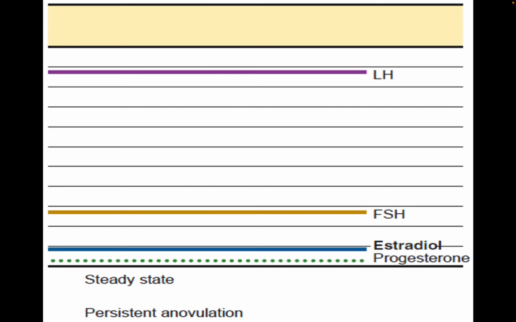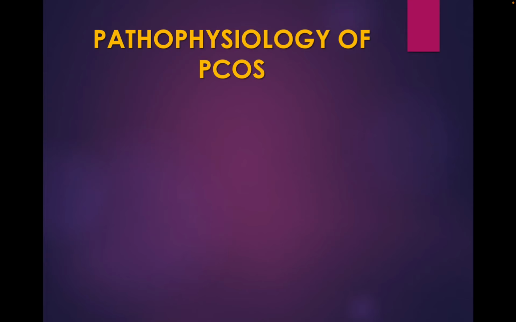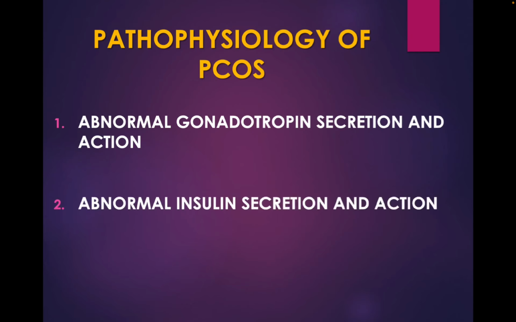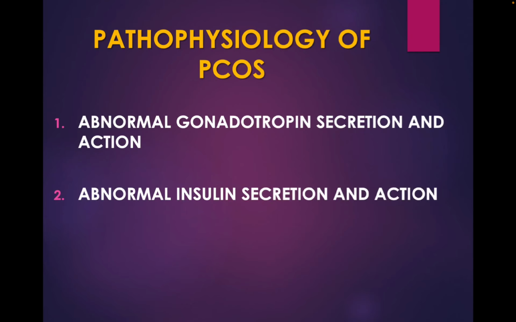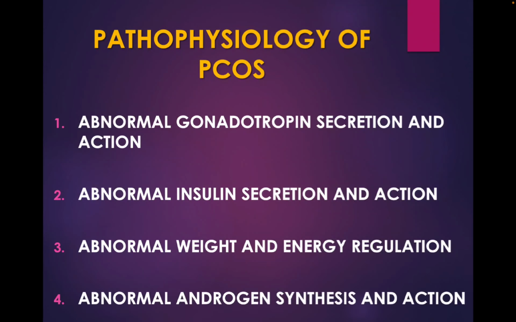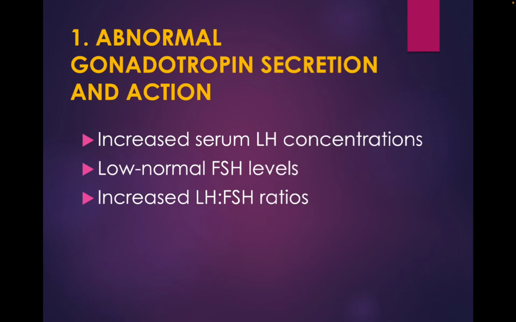This is only one of the theories, which is based on abnormal gonadotropins. So this is the first theory, which says there is abnormal gonadotropin secretion and action. But there are other theories also: the second is abnormal insulin secretion and action, third is abnormal weight and energy regulation, and fourth is abnormal androgen synthesis and action. These are the different theories put up regarding the pathophysiology of PCOS, what leads to PCOS. One by one we will be discussing. First is abnormal gonadotropin secretion and action.